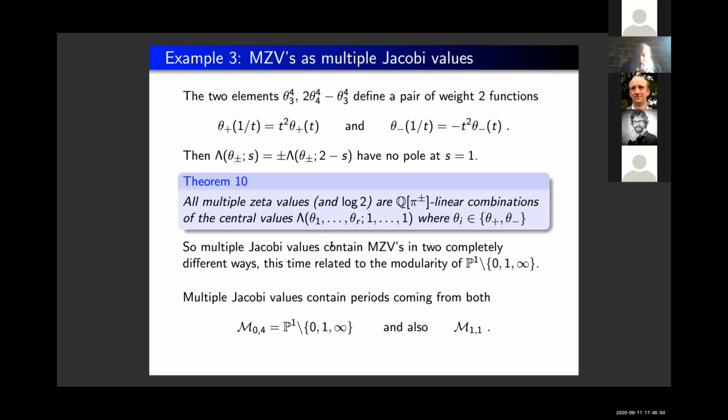These multiple Jacobi values are going to contain multiple zeta values in two completely different ways. The first, via Sard's theorem via modular forms in some subtle way, and here in quite a direct way, using the fact that P1 minus 3 points can be uniformized using these theta functions. So these multiple Jacobi values see the geometry of the moduli space M04, P1 minus 3 points. That's this theorem. But they also capture everything to do with M11, so genus 0 and genus 1.